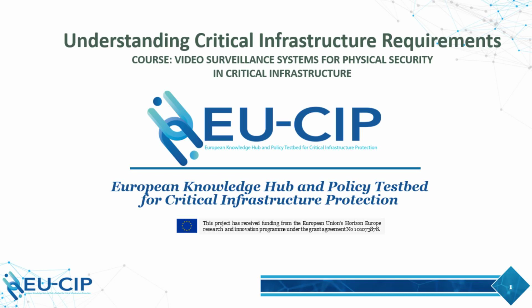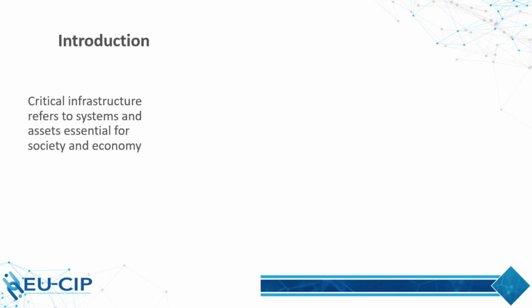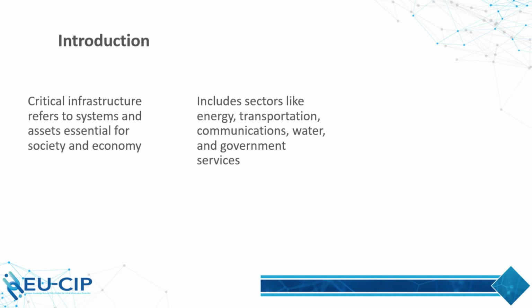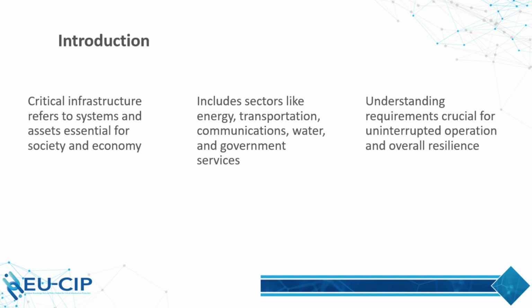Understanding Critical Infrastructure Requirements. This part of the course explores the various aspects of critical infrastructure requirements and how they can be effectively managed. Critical infrastructure refers to the systems and assets that are essential for the functioning of a society and economy. These include sectors such as energy, transportation, communications, water, and government services. Understanding the requirements for critical infrastructure is crucial for ensuring their uninterrupted operation and the overall resilience of a society.